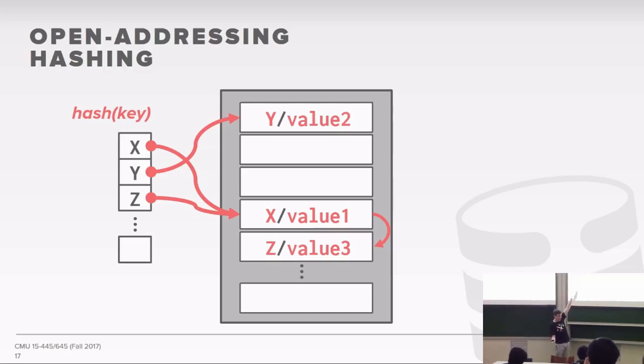Let's say that there's W, and W maps to the same location. You look at X, you land there, it's not the same, skip that. Go to Z, it's not the same, skip that. And then the next one would be empty, so you know that W doesn't exist.